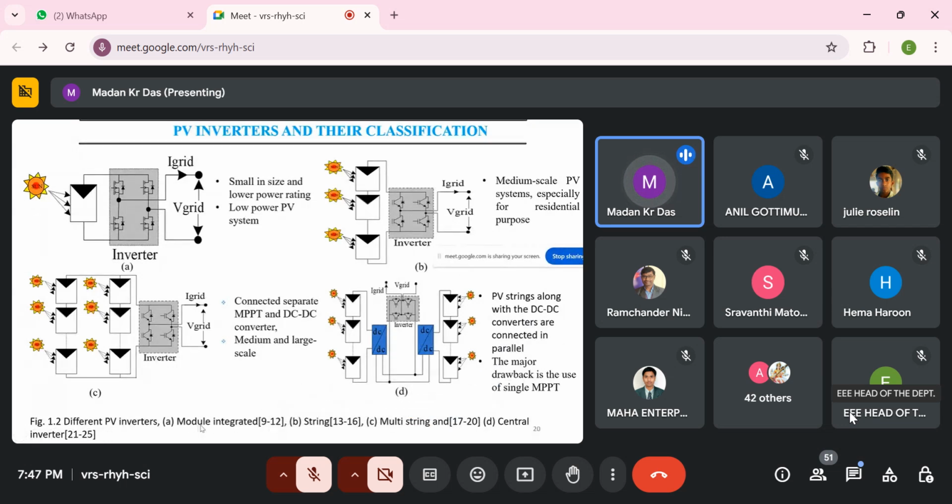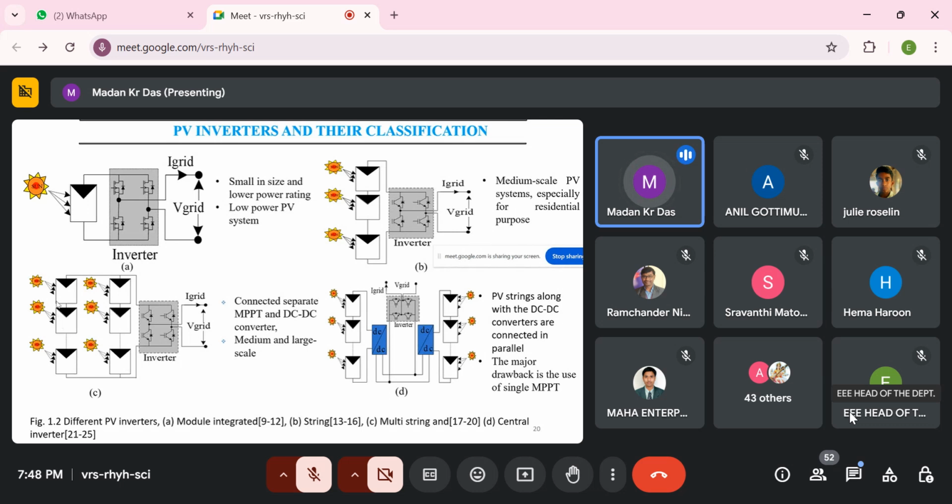First is the module integrated inverter. It is small in size with lower power ratings, used for low power PV systems. Second is the string inverter. The PV panels are connected in series, and it is used in medium scale PV systems, especially for residential purposes.